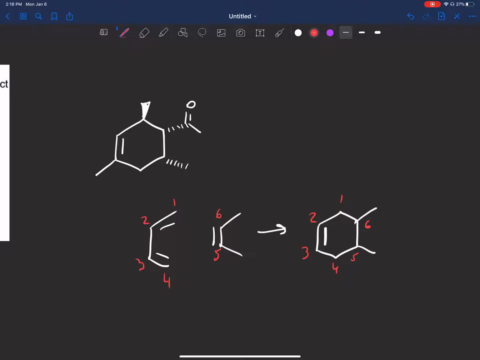Carbons 3 and 4 moved up like that. But I'm saying you can think about it how this double bond, we can kind of shift it across to carbon 6 and 5. And now we have our dienophile. And then we can just draw a double bond between 1 and 2 and 3 and 4 to get the diene. So here's the trick. Let's redraw this.